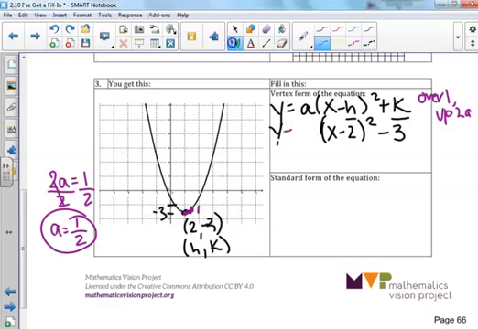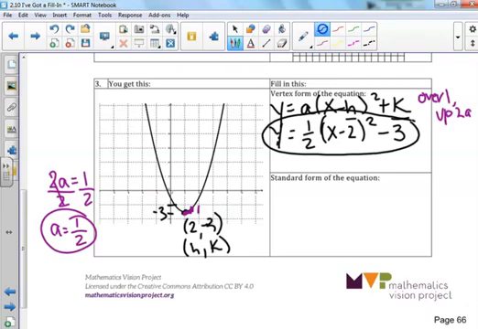And again, this graph is harder to see, but it should be up 1. And that's 1/2. So now we're done with our vertex form. Our vertex form would be y = 1/2 (x − 2)² − 3.